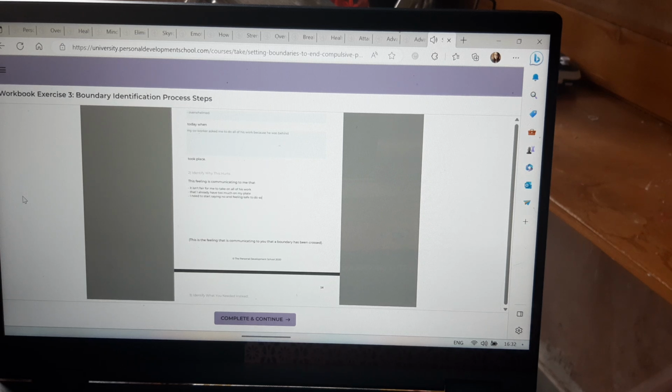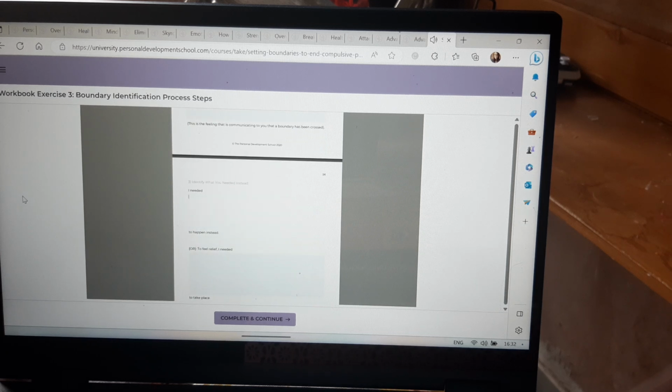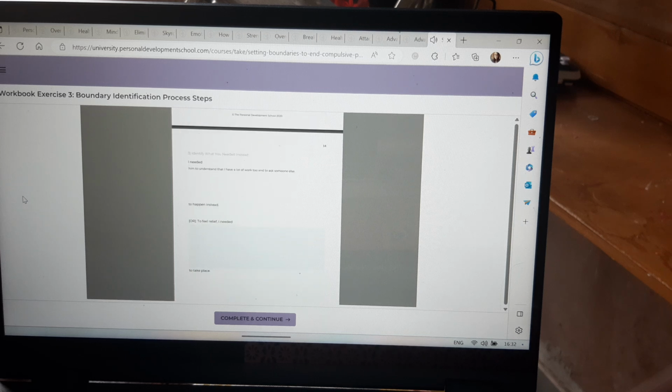Okay, so you're just picking up the key components there of what the feeling is communicating to you. And then you're going to identify what you needed instead. So maybe you say, I needed him to understand that I have a lot of work to do, and to ask someone else. Okay? Or you needed X, Y, and Z to happen instead. Or what did you need to feel relief? Maybe you say, I needed to be able to say no in a way that he wouldn't be offended by in order to feel relief.